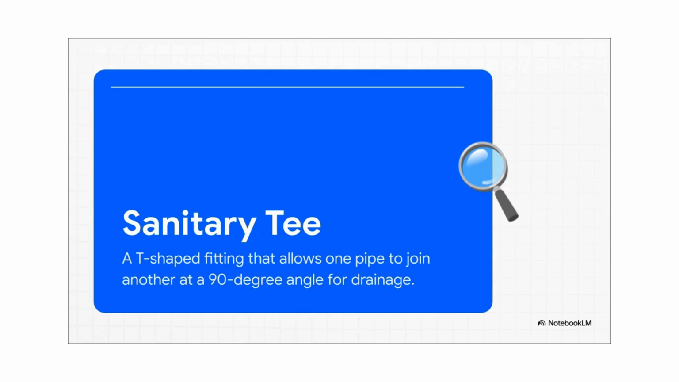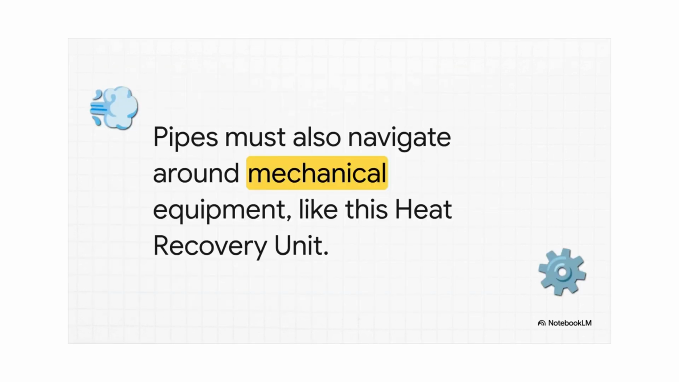So, to make all these connections actually work, you need specific fittings, like this one, the sanitary T. It lets a horizontal pipe, say from a sink, flow smoothly into a vertical drain stack, directing the flow downwards just where it needs to go. So, get this. Just when the beam problem is solved, another obstacle pops up. The proposed path is now blocked by a piece of mechanical equipment, in this case, a heat recovery unit for the building's HVAC. So the pipe needs, you guessed it, yet another detour to snake around it.